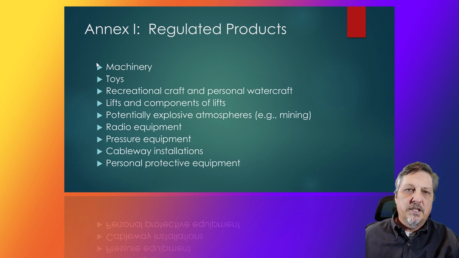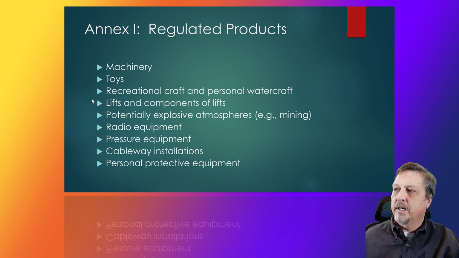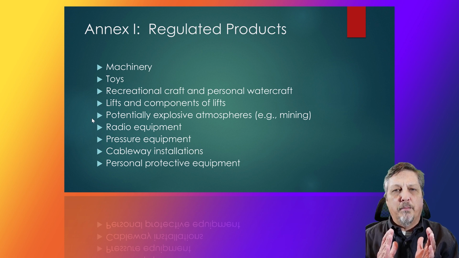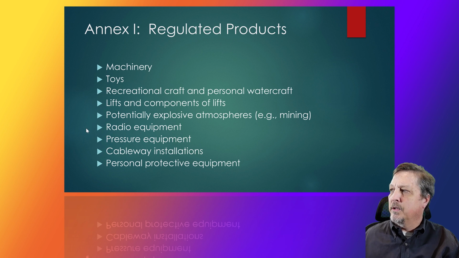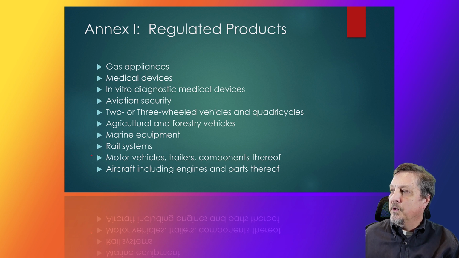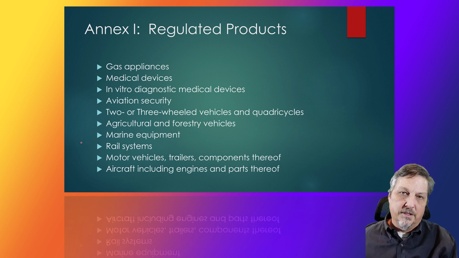But if you look at this list, it makes some sense. Machinery, toys, recreational watercraft, lifts, that is elevators, explosive atmospheres. This can include, for example, mines where the mining gases might explode, radio equipment, pressure equipment, cableway installations, personal protective equipment, gas appliances, medical devices, in vitro diagnostic medical devices, aviation security, motorcycles, tricycles, agricultural vehicles, marine equipment, rail systems, motor vehicles and trailers, aircraft, including aircraft engines.